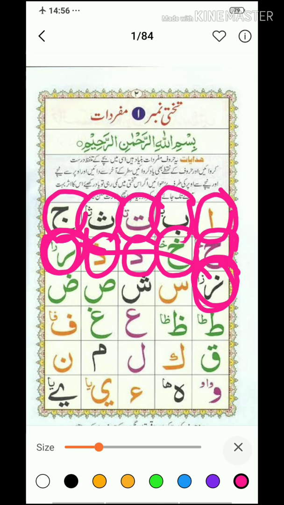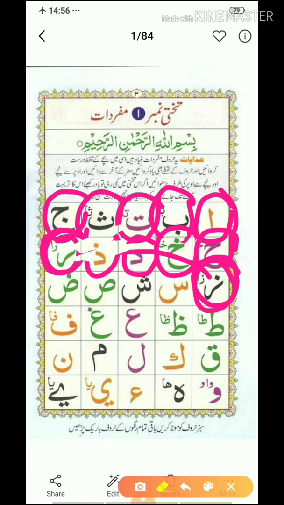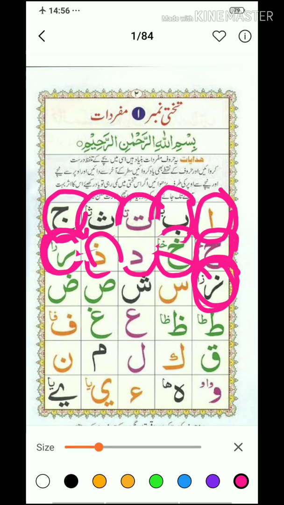Same like we pronounce Dal, and when we saw a dot, we came to know that a letter with dot, we pronounce it Za. Za and Za make the same sound. So without dot you pronounce it like Ra, and with dot you pronounce it like Za.